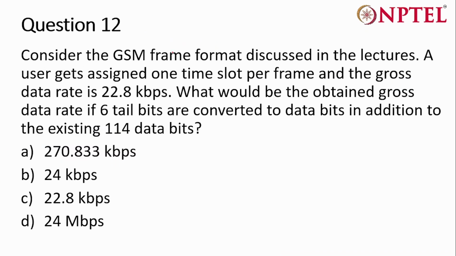Okay. So the lectures discuss GSM. The question is like this: a user gets assigned 1 time slot per frame, and the gross data rate is 22.8 kilobits per second. What would be the obtained gross rate if 6 tail bits are converted to data bits in addition to the existing 114 data bits? Generally we have 114 data bits. Now what we are saying is we have some 6 tail bits which are being converted to data bits, so we are going to have 120 data bits. So now how is our gross data rate going to change?